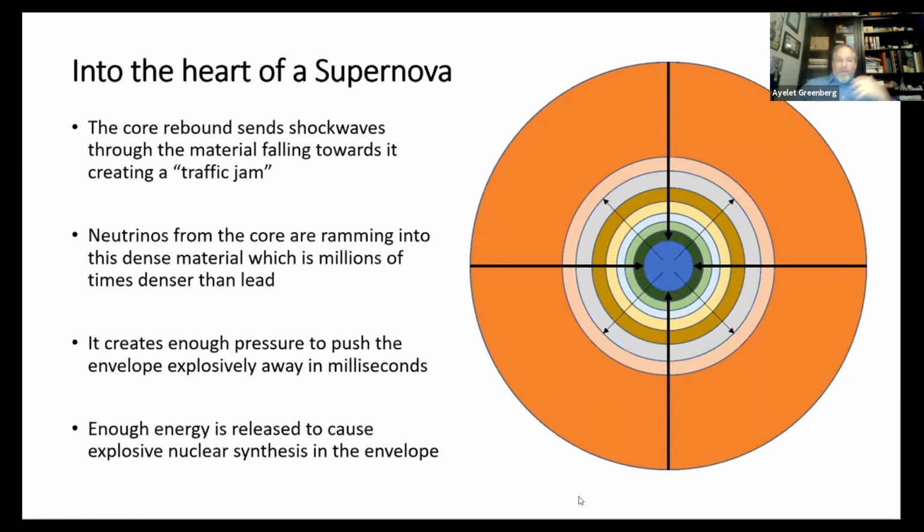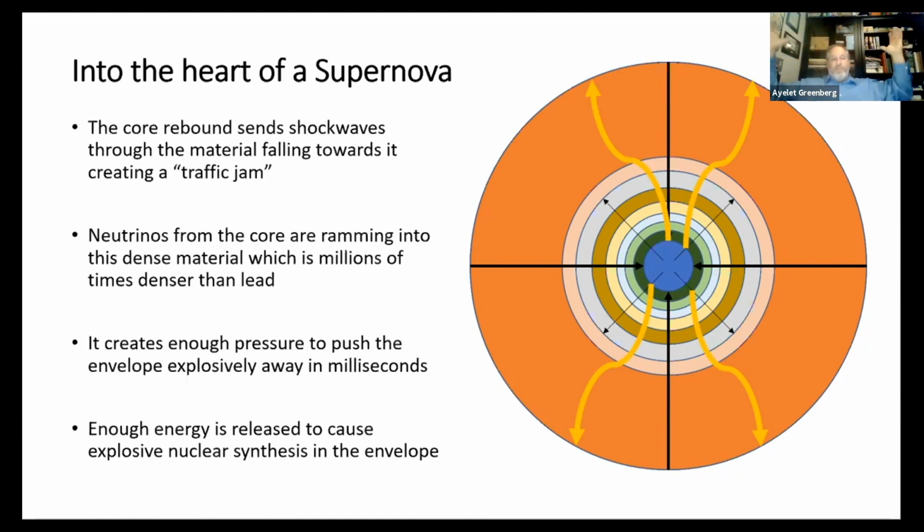And there is enough energy being released now to drive explosive nuclear synthesis throughout the envelope. Until now, remember, fusion was only happening in the core. Now there's so much heat and the temperatures are being driven to such ridiculous levels.